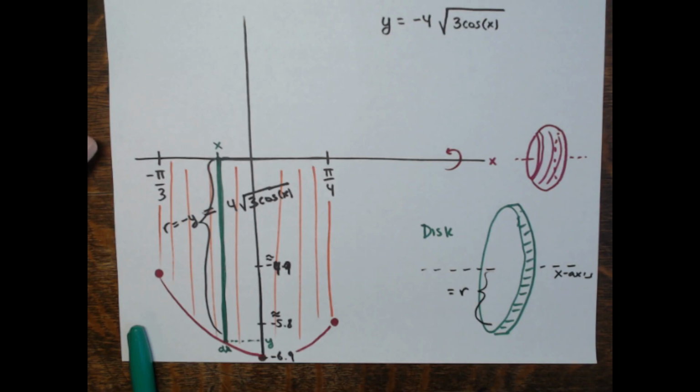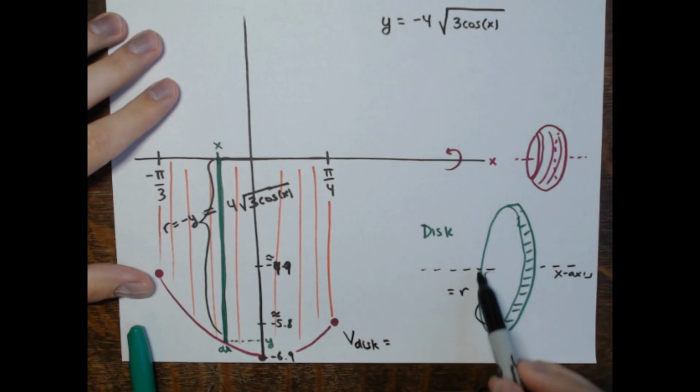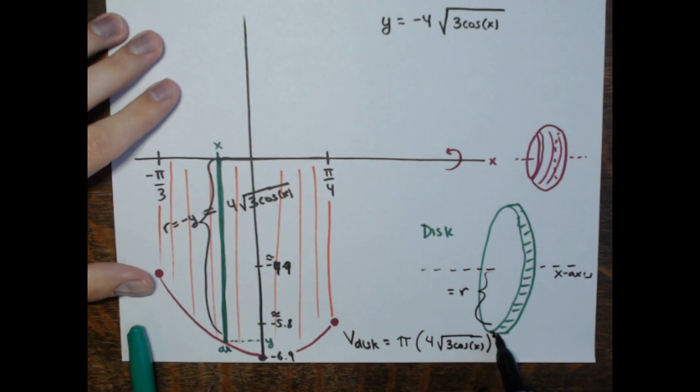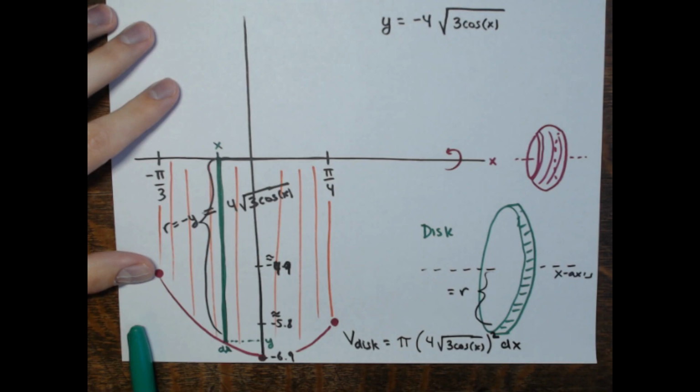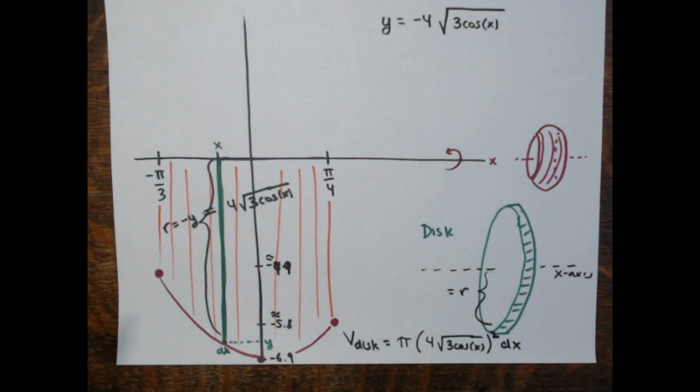All right. And then the volume of a disk. The volume of just one of these little disks is the area of the circular cross section, right? The area of the circular face. So pi times our radius here, which is 4 square root of 3 cosine x, squared, right? We're going to square that radius. And then times the thickness, times dx. That's the volume of one disk. And I will be doing this for every x value, from negative pi over 3 to positive pi over 4.